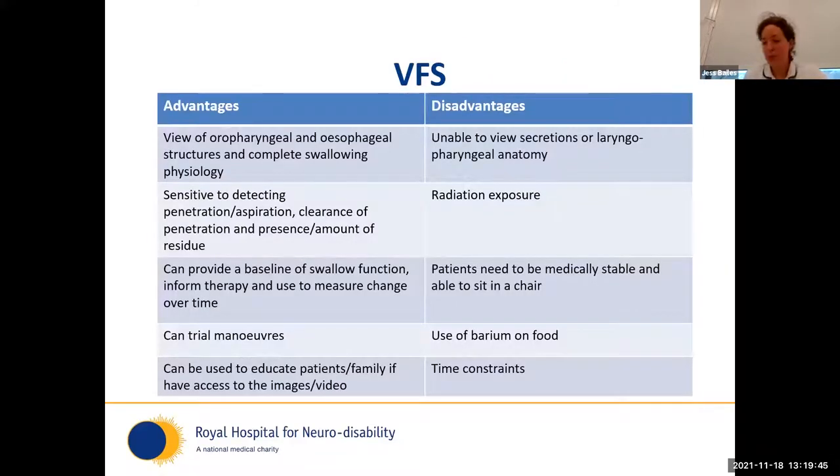So I'm just going to briefly run through the main pros and cons of video fluoroscopy now. So this is not a comprehensive list. It's just a summary of key points, and I'm sure there'll be other bits that I potentially have missed.